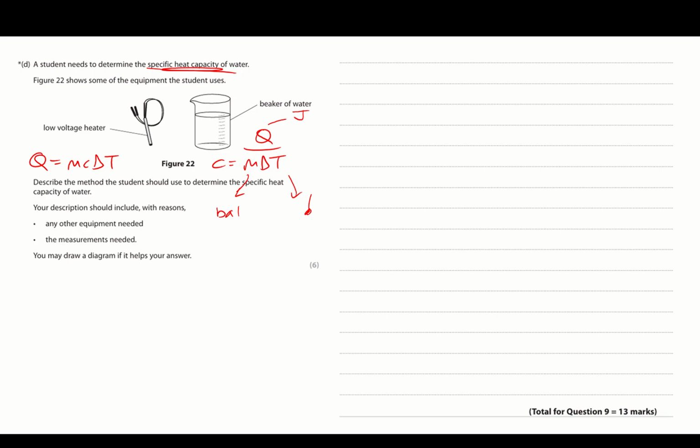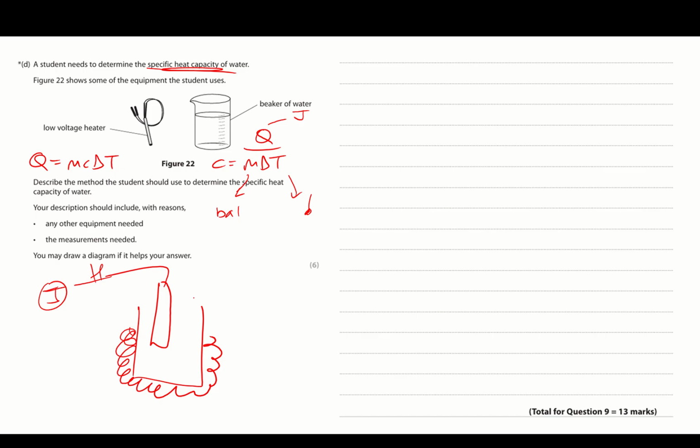Okay. It now says, describe the method they should use. You may draw a diagram if it helps. So we're going to get a beaker. We're going to insulate it. We're going to get a heater. That's going to be connected to a joule meter. We're going to have a thermometer. We're going to have a measuring cylinder to measure the volume of our water. We're going to have a lid. And we're going to have a stirrer. Now that's a good one. That's it all there. And I'd label it if I wanted.